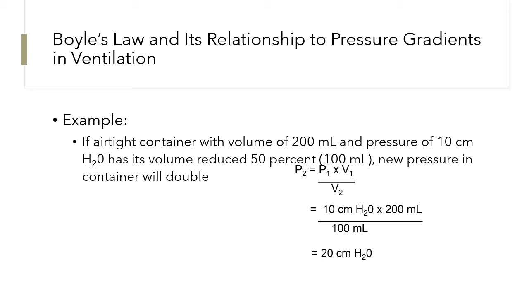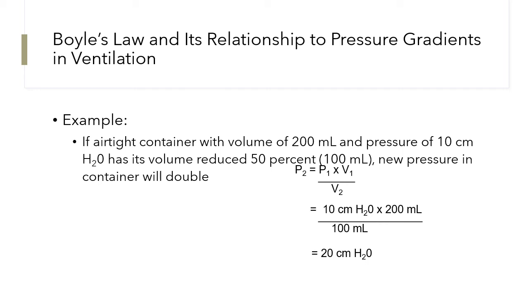Well, what does all that mean? What do I want? I want to get my second pressure. I don't know that. What do I have? I have my first pressure, 10 centimeters. I have my first volume, 200 milliliters. I need to multiply those two and then divide by the new volume, V2.